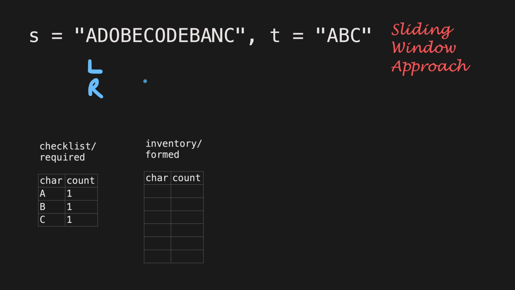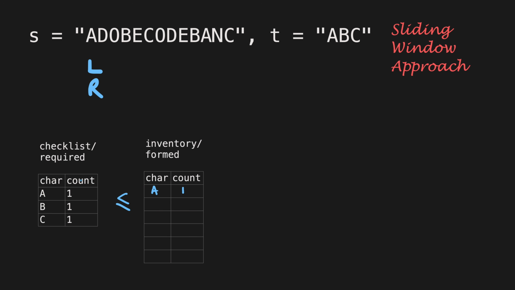In this window, we only have character A with count equal to 1, and visually we can see that this window is not valid because it lacks characters B and C. But how can we determine it programmatically? Well, the most direct way would be to compare these two maps. We would loop through the checklist map and see if counts in our inventory are sufficient. That is, the number of characters we have in the window is greater than or equal to the number of characters required.